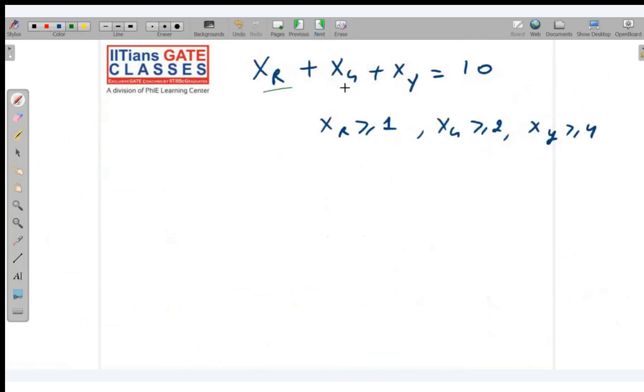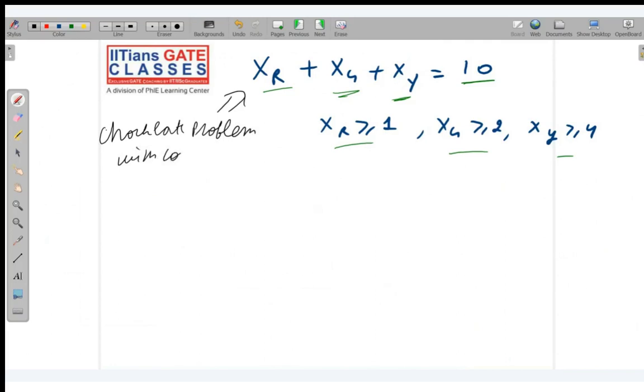Yes, so next, see, the number of red chocolates, green chocolates, and yellow chocolates should add up to 10. And this is the constraint which is given to us. So it is a simple chocolate problem. Let me write it. This is your simple chocolate problem, but with a constraint. Chocolate problem with constraint.